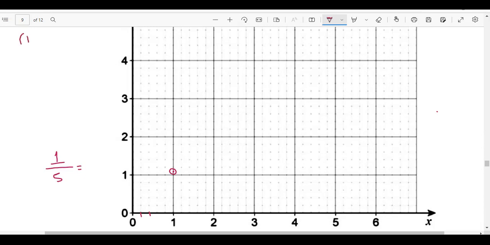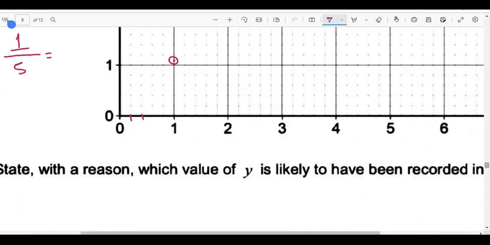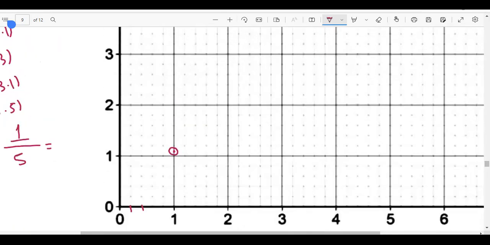First value is 1 comma 1.1. The second one would be 2 comma 1.7. The third one is 3 comma 2.1. The fourth one is 4 comma 3. The next one is 5 comma 3.1. And then the last one is 6 comma 3.5. This is the first value. The second one is 2, 1.7. X is 2, then we need 1.7 on the y-axis. So this would be 1.2, 1.4, 1.6, and this is 1.7. This is the second one.